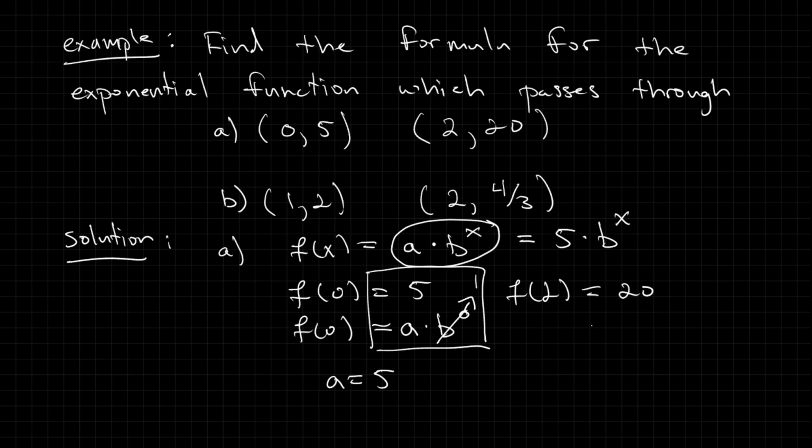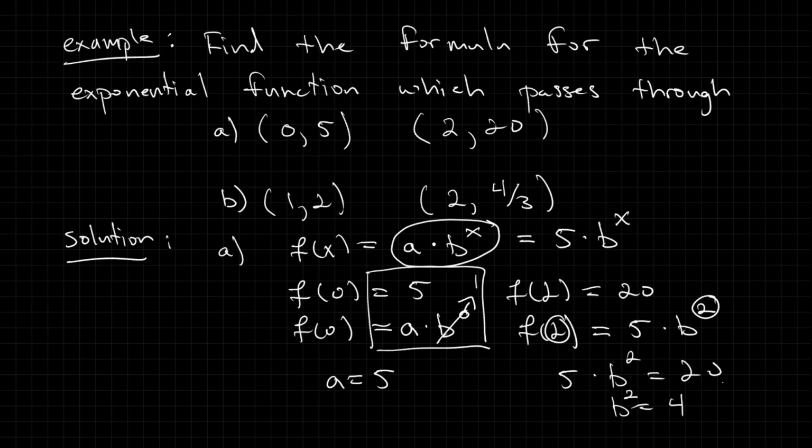Now, what about the second piece of information, that f of 2 is 20? Well, f of 2, if you take 2 and put that into a times b to the x, you get a, which we know to be 5 now, times b to the second power, because x is 2. And so we have that 5 times b squared is 20. And dividing both sides by 5, we get that b squared is 4. And so b would have to be plus or minus the square root of 4, or in other words, plus or minus 2.